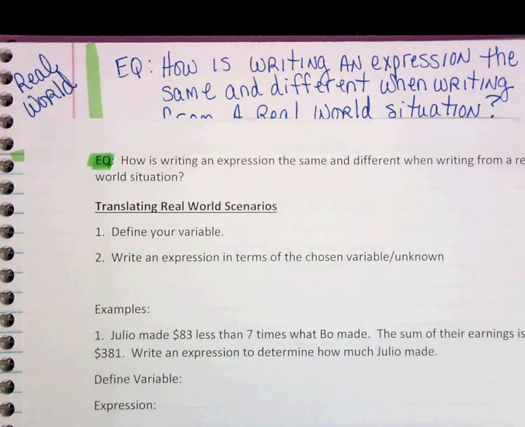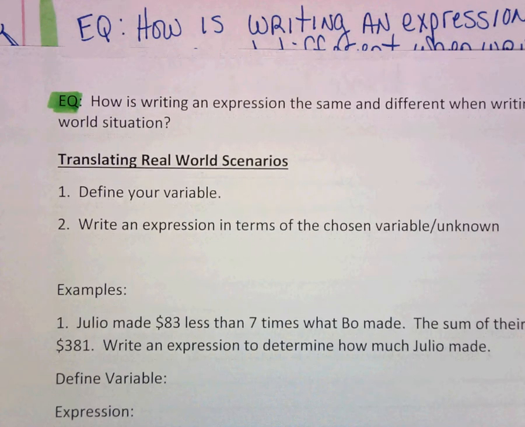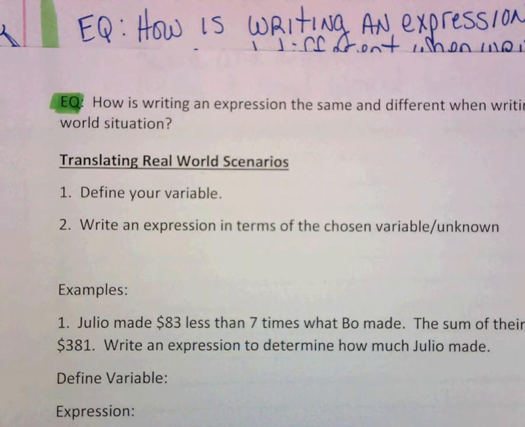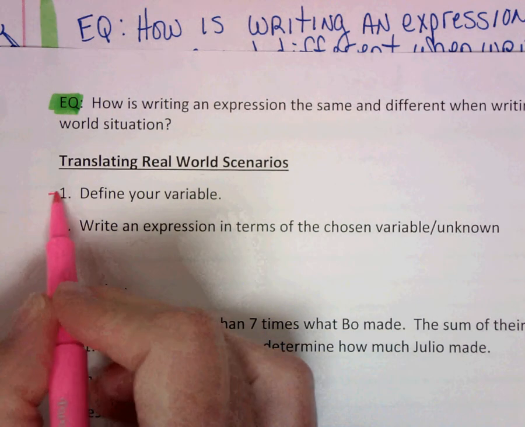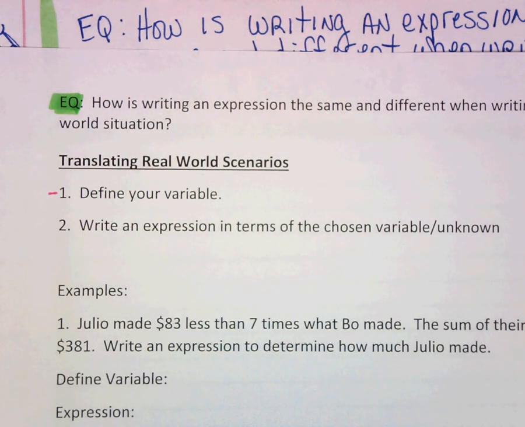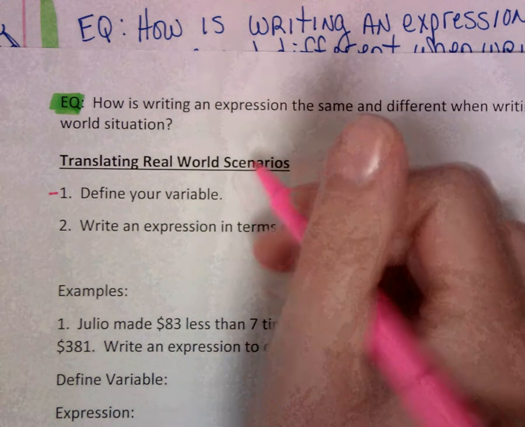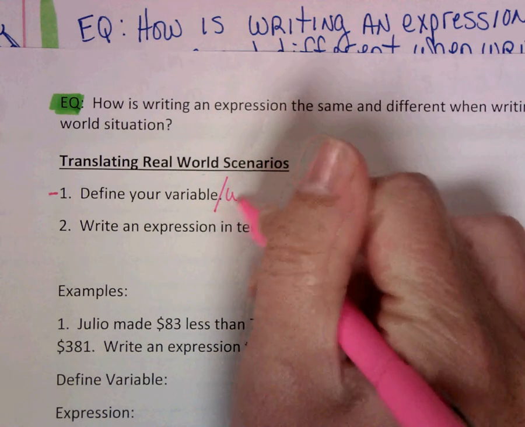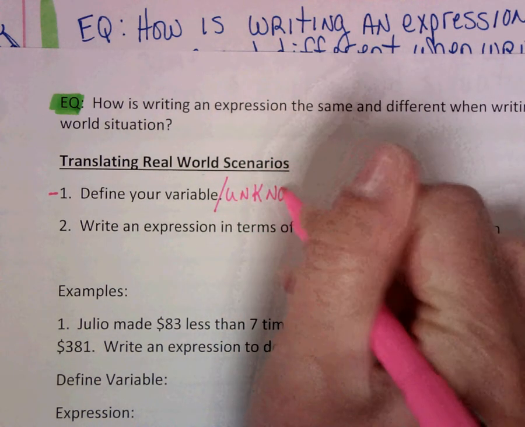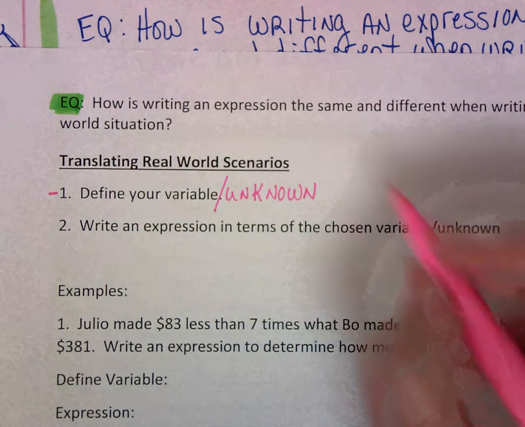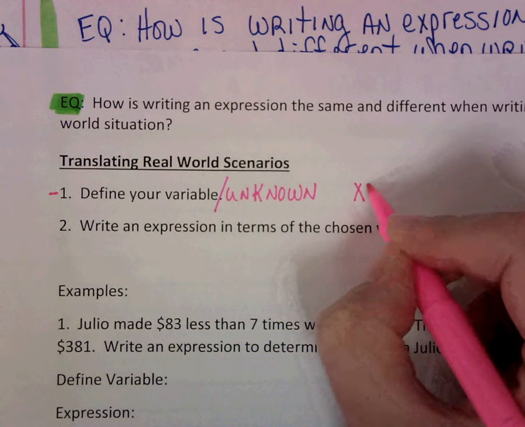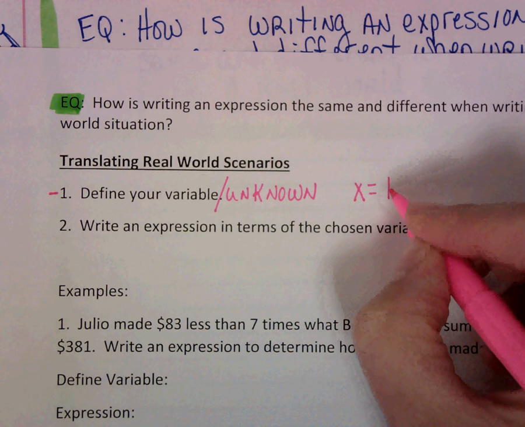Okay, so we're going to add one more piece to writing expressions, and that is the piece of defining your variable. Whenever we look at word problems in algebra, we always want to make sure we know what our variable represents. So define your variable, define your unknown, because that's what a variable represents, an unknown, right? An example of what I'm talking about could be as simple as x equals the number.